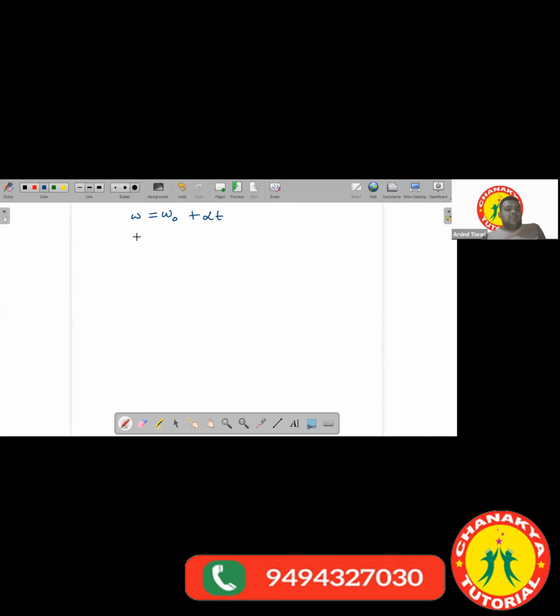Then we have angular displacement theta. So we have theta equal to omega naught t plus 1 by 2 alpha t squared. Then the third one will be omega squared minus omega naught squared equals 2 alpha theta. So just compare with their counterparts in the linear motion.